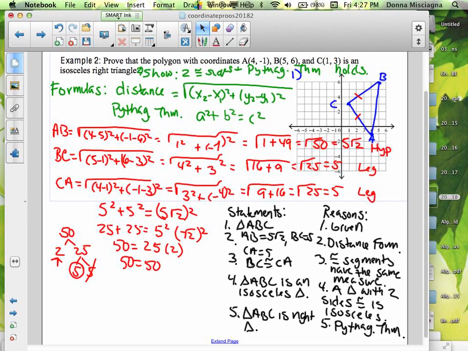5 squared is 25, so we have 25 plus 25 equals. And when you have a number outside the radical, you're going to square the number and square the radical. You're going to square the whole product. Right? So 5 squared would give us 25.